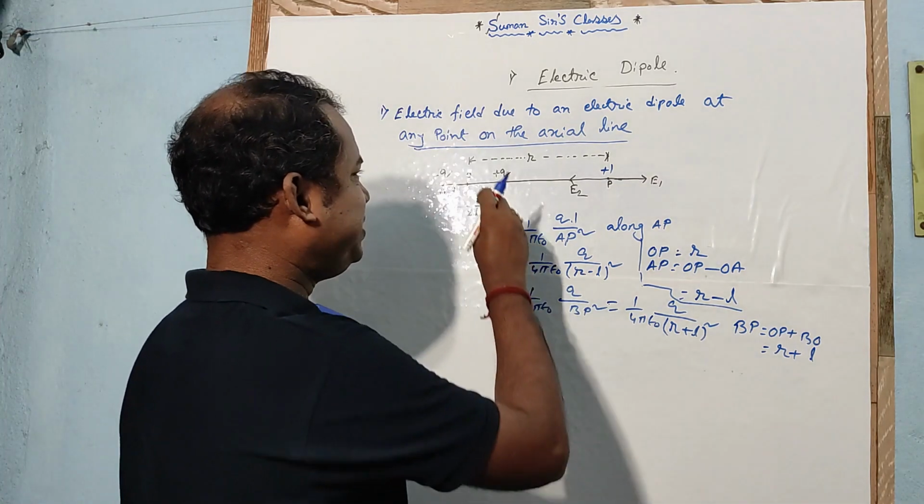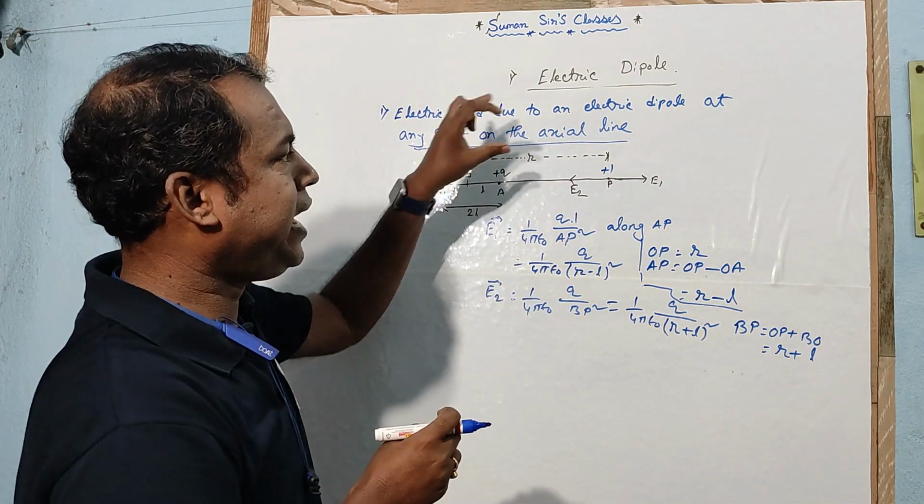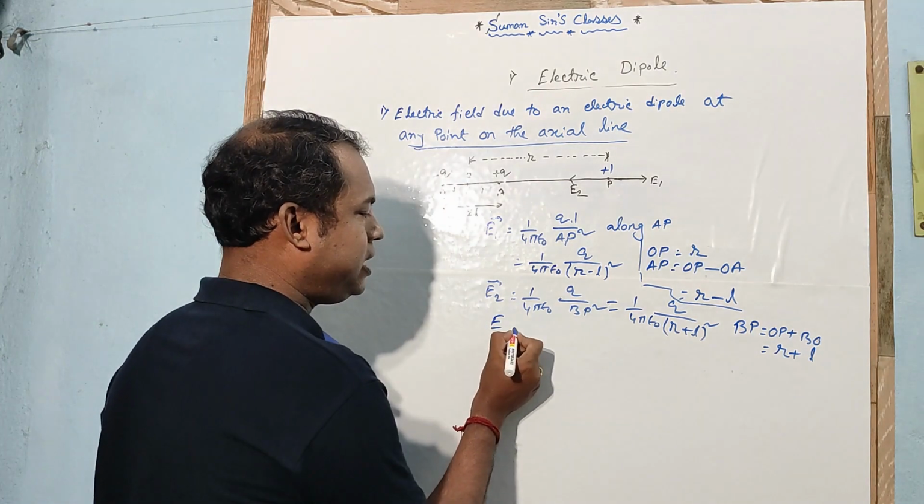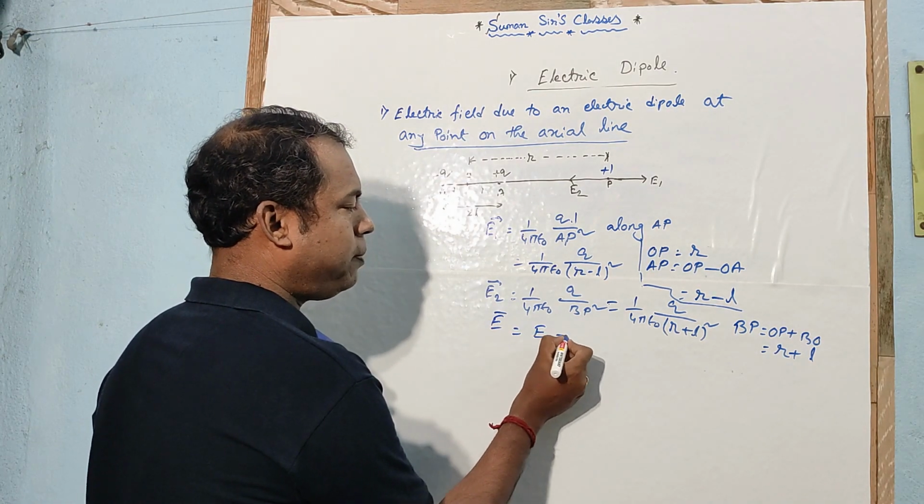So due to the dipole, the total net electric field at P that we want to find is E equals E1 plus E2.